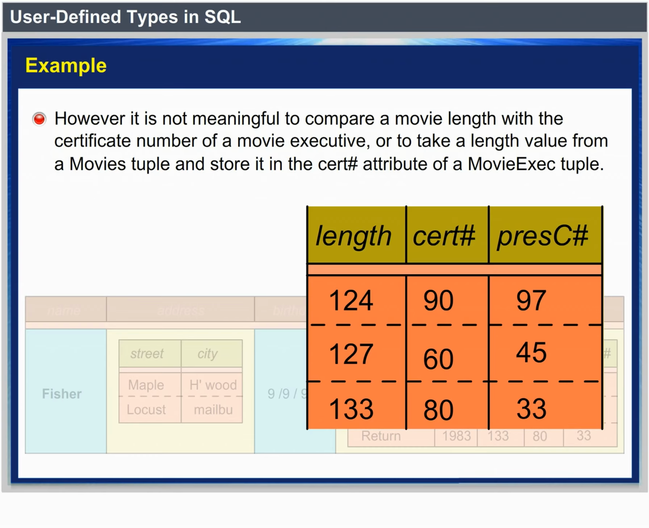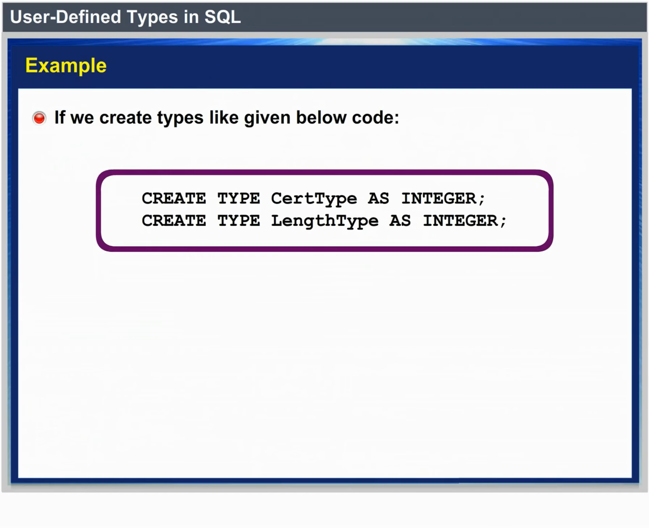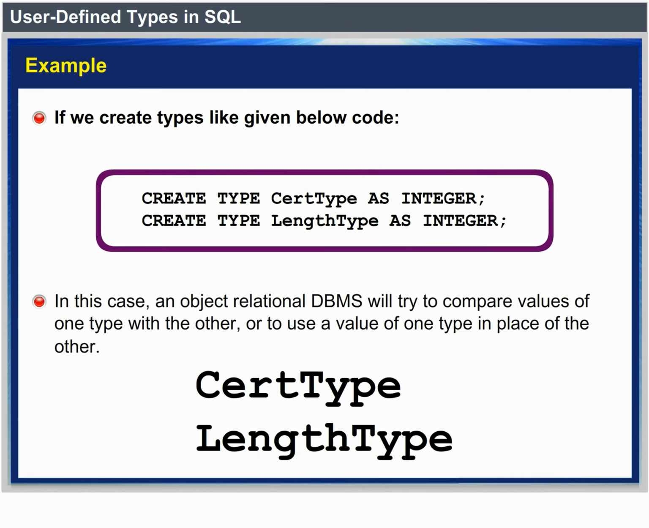If we create types, then we can declare cert# and presC# to be of type CertType instead of integer in the respective relation declarations, and we can declare length to be of type LengthType in the movie's declaration. In that case, an object relational database management system will intercept attempts to compare values of one type with the other, or to use a value of one type in place of the other.